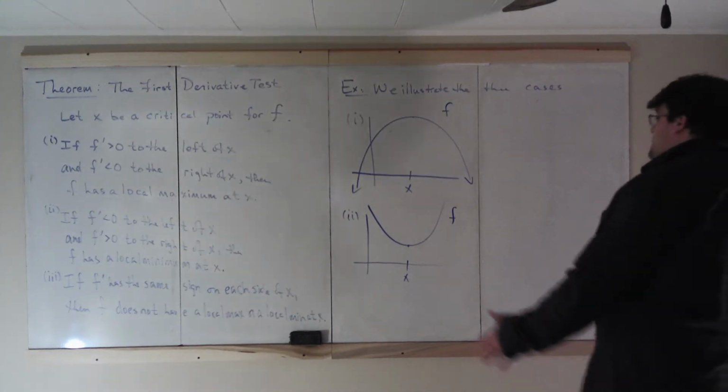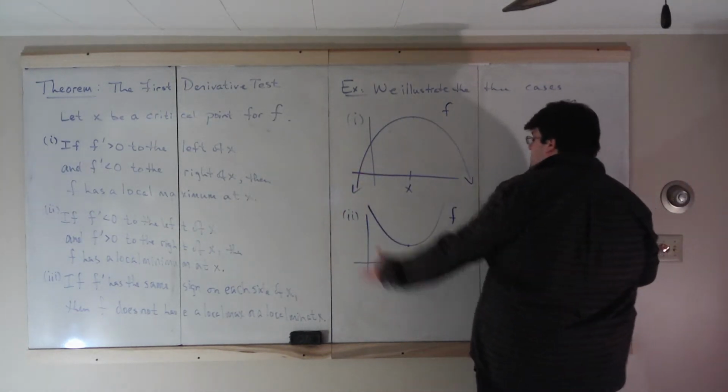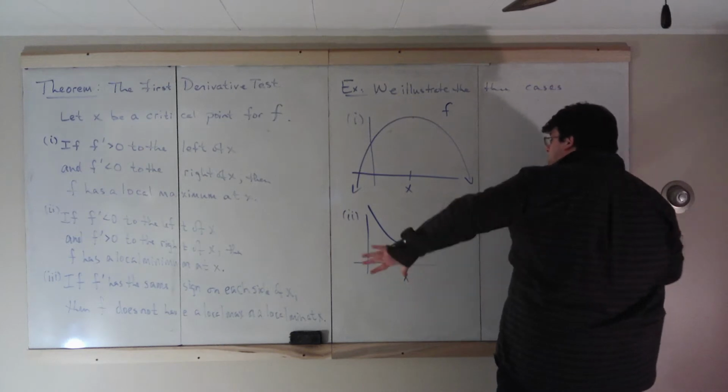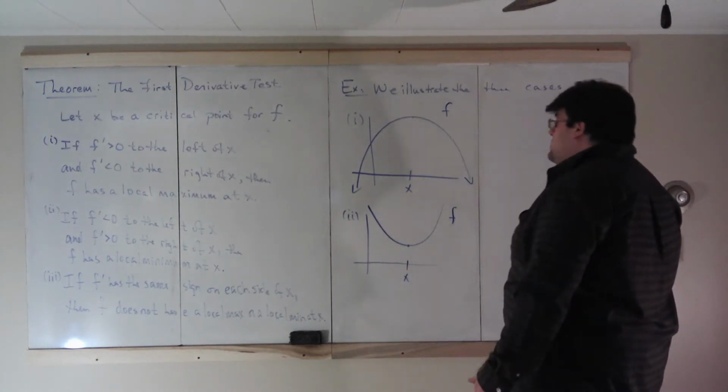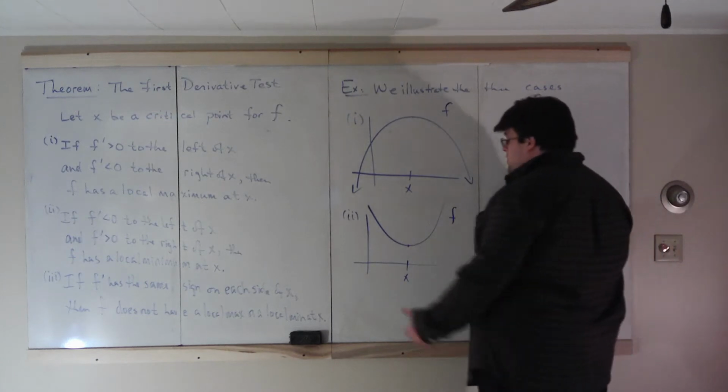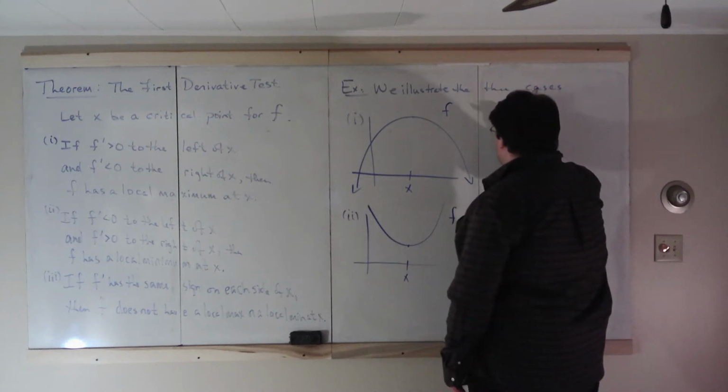f prime is negative to the left of x, it's decreasing to the left of x, and increasing on the right of x, and this function does have a local minimum at x.